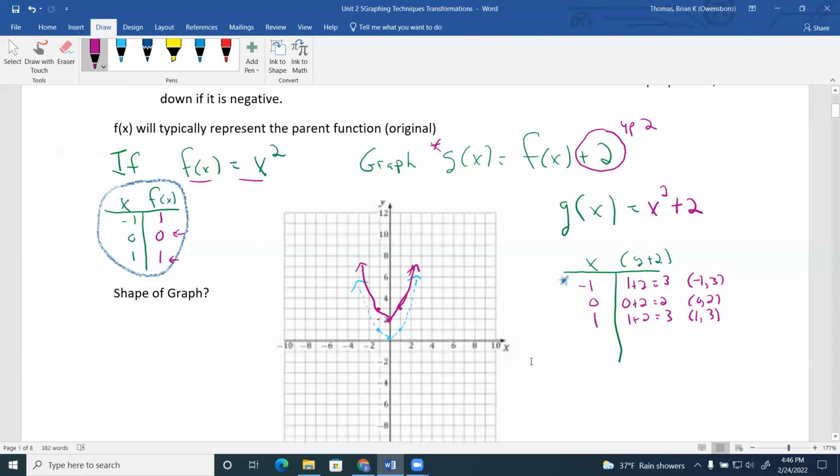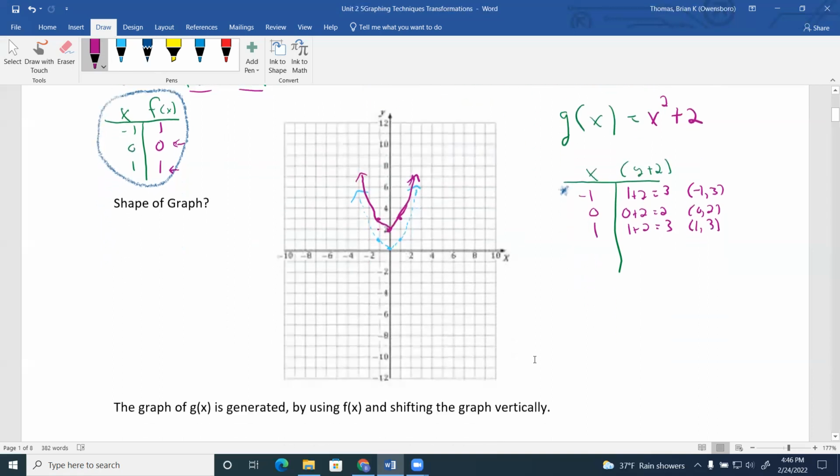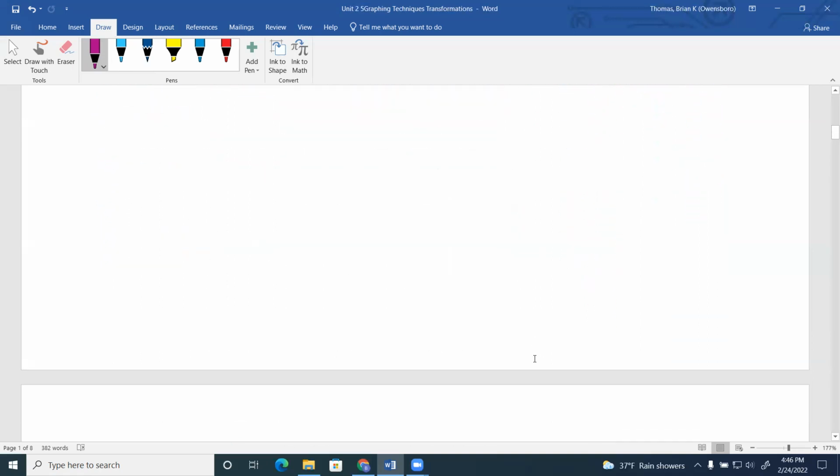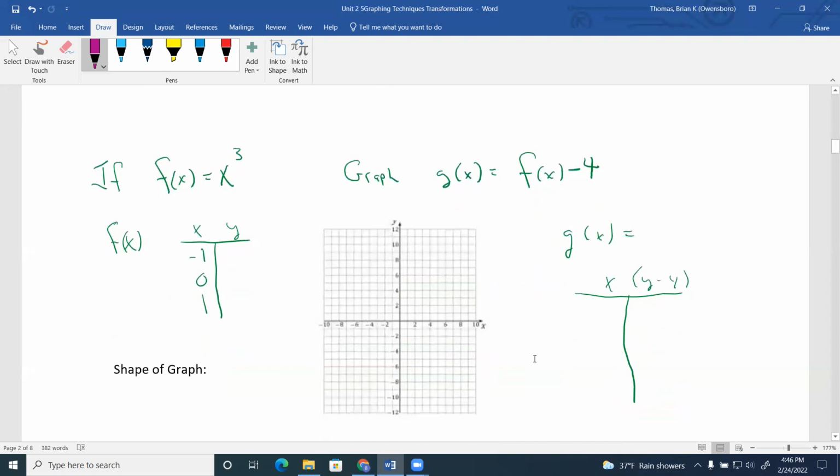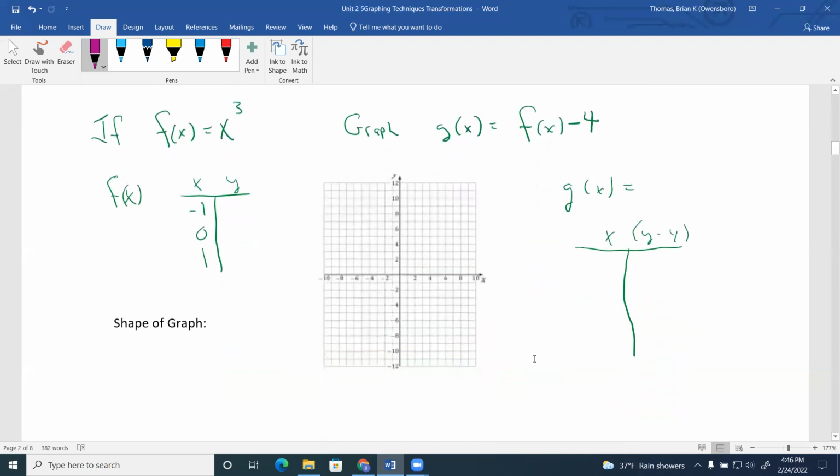So that's what our goal is: to use the parent function and use the transformation to create the new graph. So here's my new function, f of x equals x cubed. So this is my parent function.